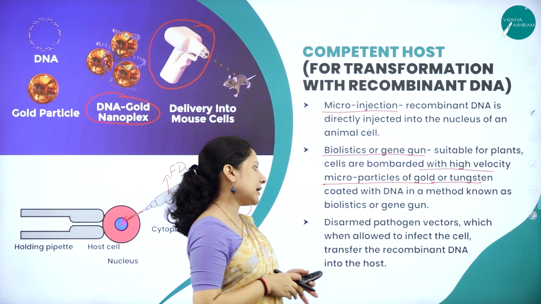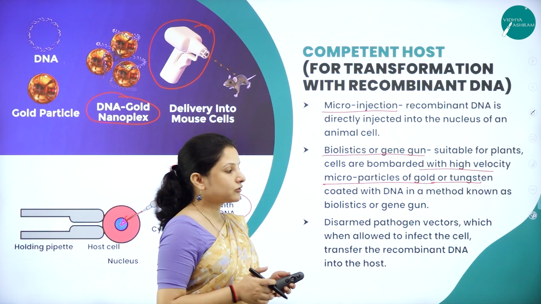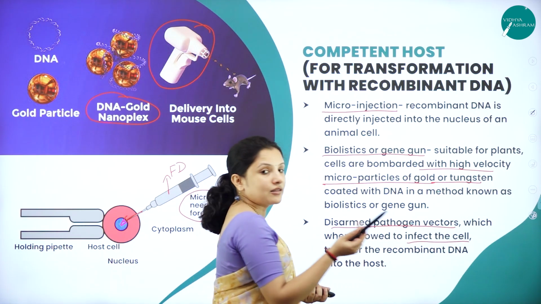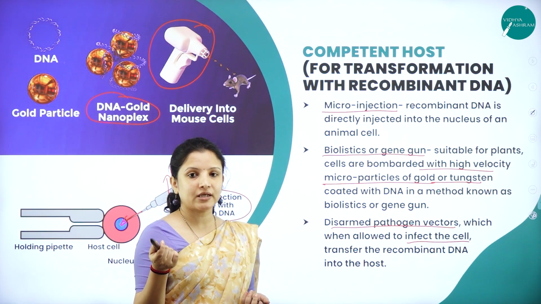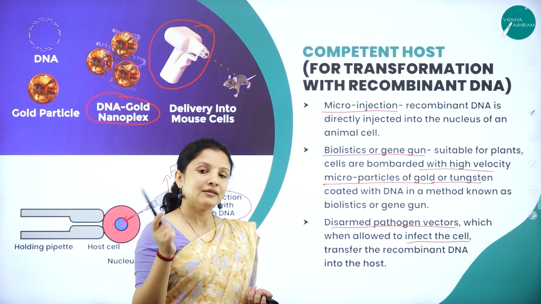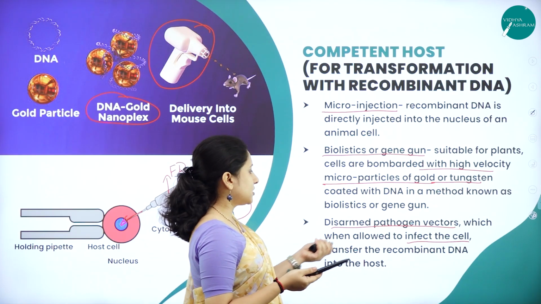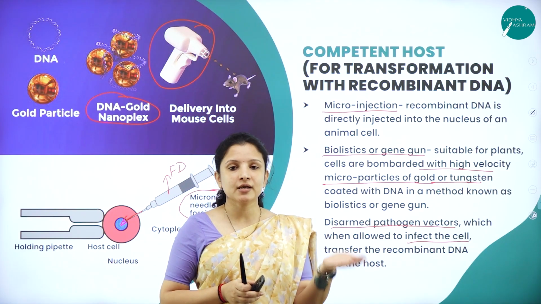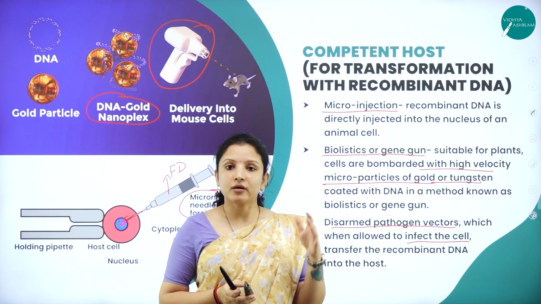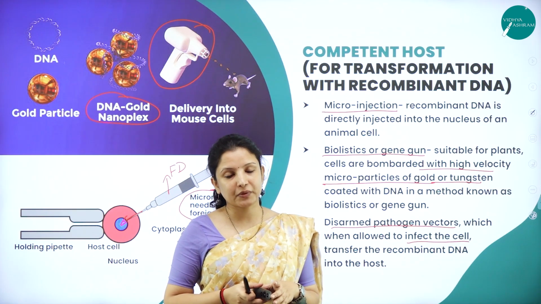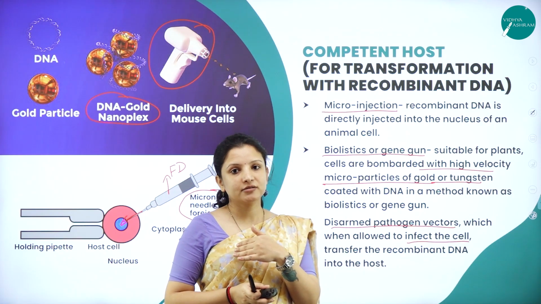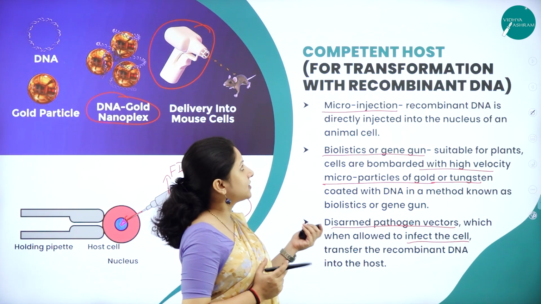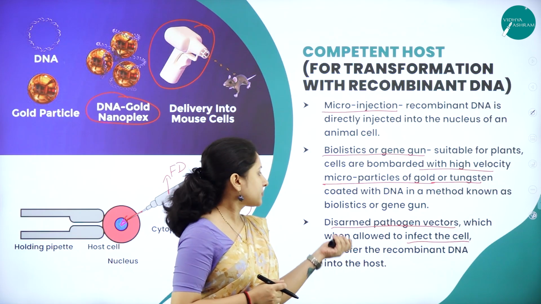Next is disarmed pathogen vectors. In disarmed pathogen vectors, what they do is allow the pathogen to infect the cell, like how we use Agrobacterium tumefaciens and retroviruses in animals, right? That is the disarmed pathogen method. There again, how it is done, I have told you. They make them non-pathogenic, and then they insert it into the plant or allow them to infect the plant or the animal cell respectively, and therefore once it infects, the foreign DNA obviously will enter into the plant or the animal cell. So that is how it is done in the case of the disarmed pathogen vector.